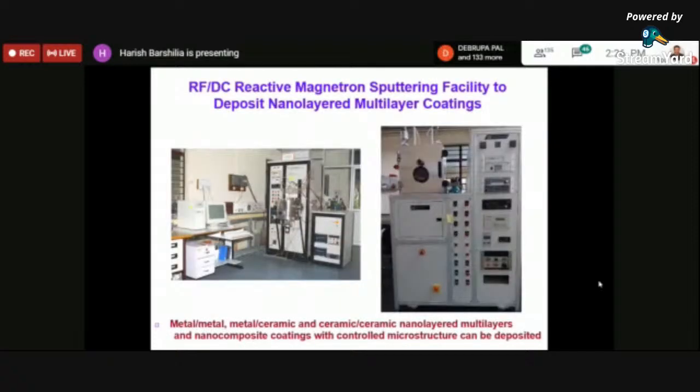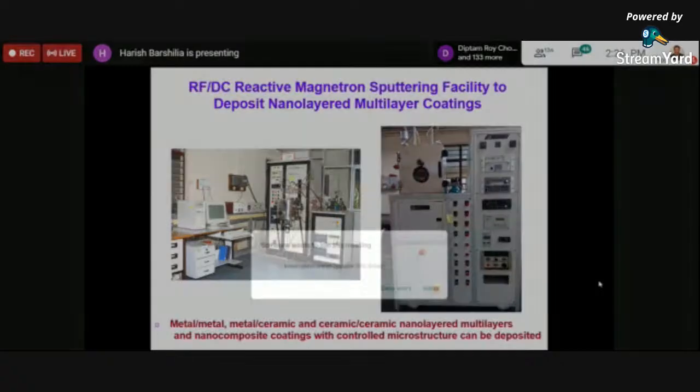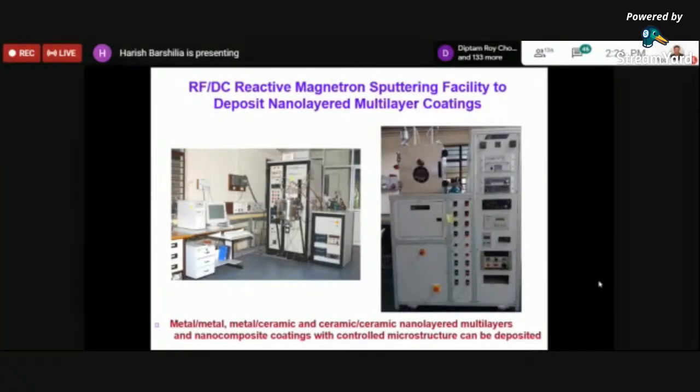So we have a large number of facilities to develop these kinds of materials, both on the laboratory scale and the industrial scale. So this is a typical system wherein we can deposit metal, we can deposit semiconductor, we can deposit ceramics, we can deposit insulator, we can deposit a combination of these materials also. So we have the ability to develop a large number of coatings with the desired composition and microstructure.